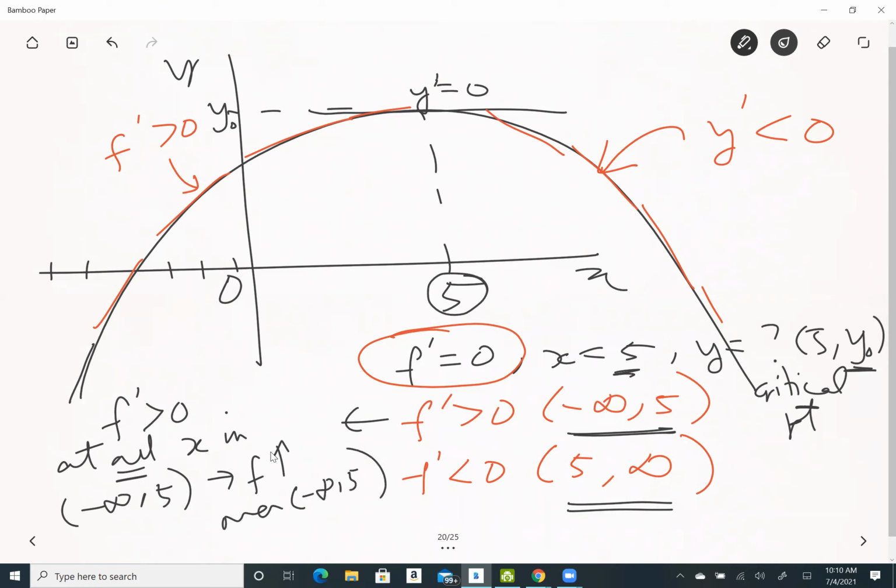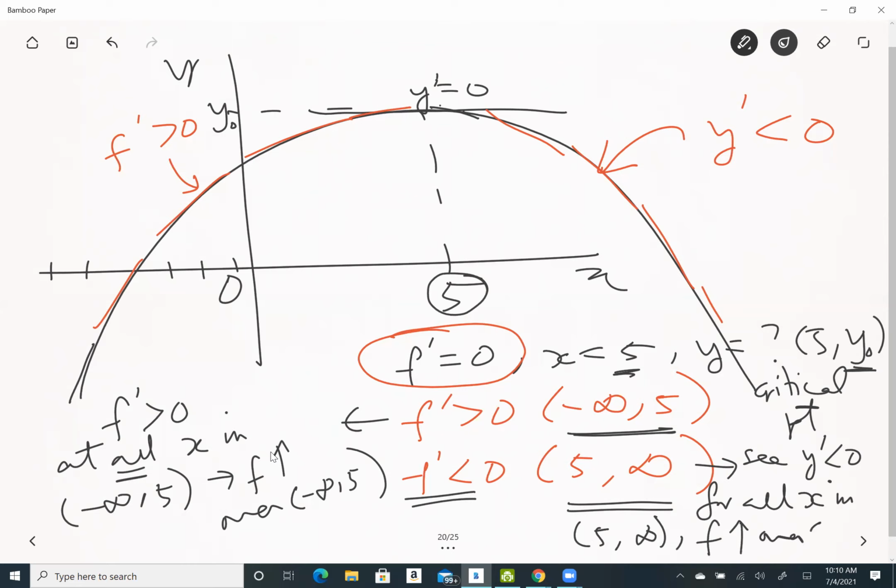Now, if you look at the other side of the critical point, x equal to 5, the interval is 5 to infinity. And what about f prime over here? f prime over here is negative. I wrote that last time. Over that interval, y prime is negative for all x in the interval. So what do we say? We say that the function is decreasing over that interval.